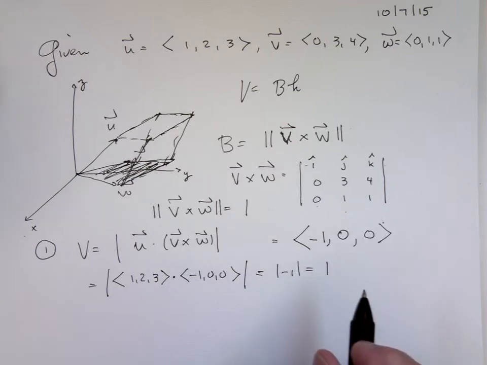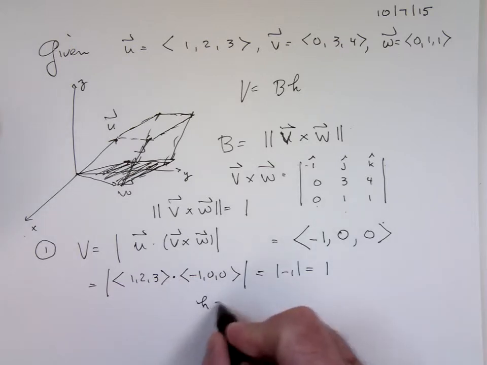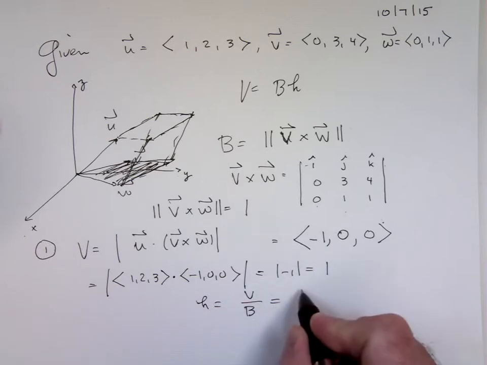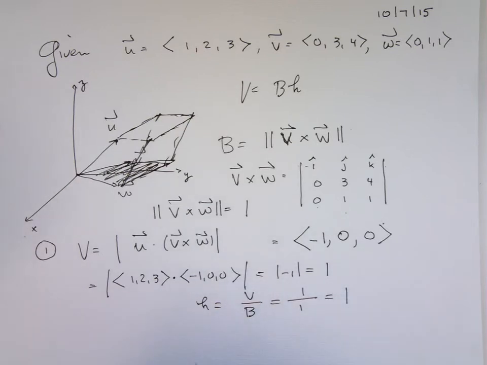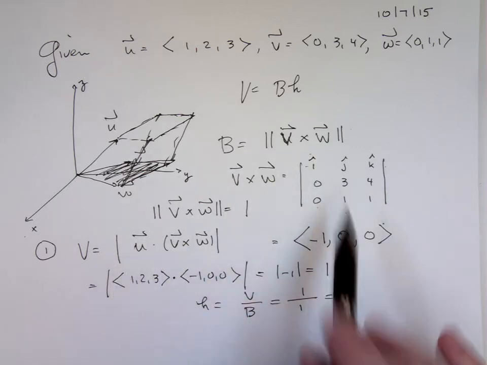Wow, that's pretty cool. The volume of that parallelepiped is 1. That tells us the height is the volume divided by the base, 1 divided by 1. The height is 1. That's the easiest way to find the height. Find the area of the base, find the volume, and divide to find the height.